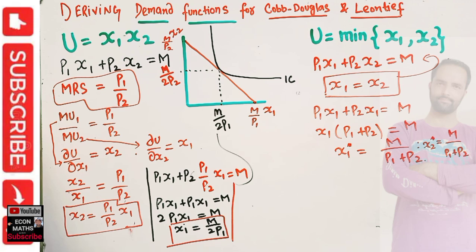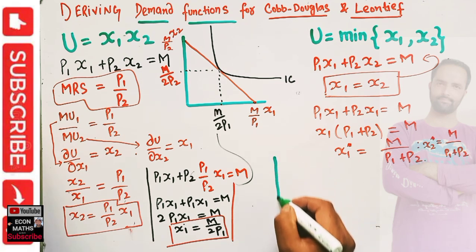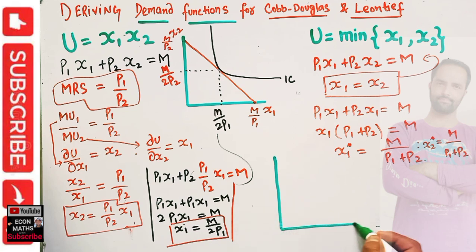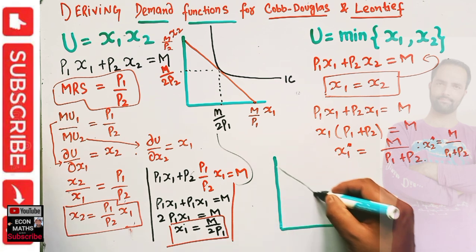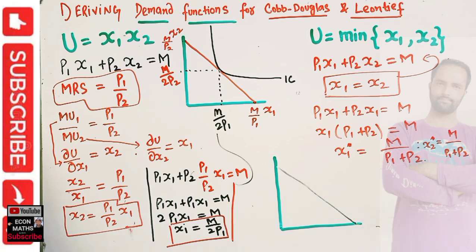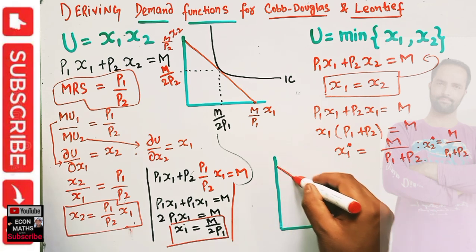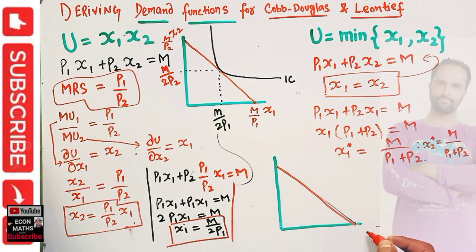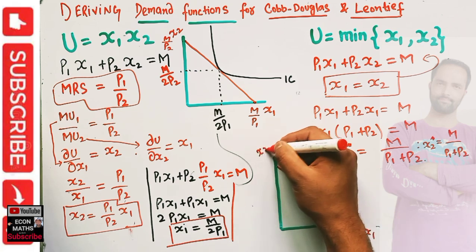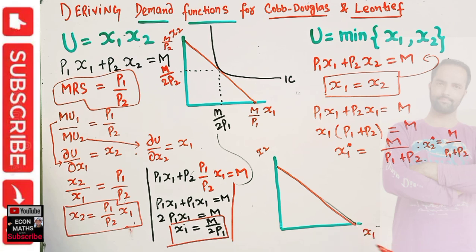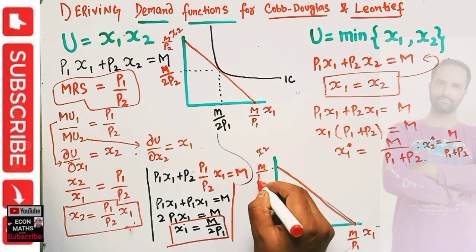Okay, now how does the graph look in case of perfect complements, what we call Leontief preferences? So this is our budget line. Okay, so we have x1 here, x2 here. So this is the coordinate where all income will be spent on x1, so m upon p1. And here this is m upon p2.